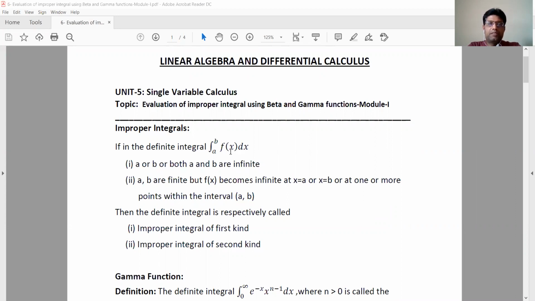If in the definite integral a to b f of x dx, a or b or both a and b are infinite, or a, b are finite but f of x becomes infinite at x equals a or x equals b or at one or more points within the interval ab, then this definite integral is said to be respectively an improper integral of first kind. That means if it satisfies the first condition, it is called an improper integral of first kind. Otherwise, it is called an improper integral of second kind.